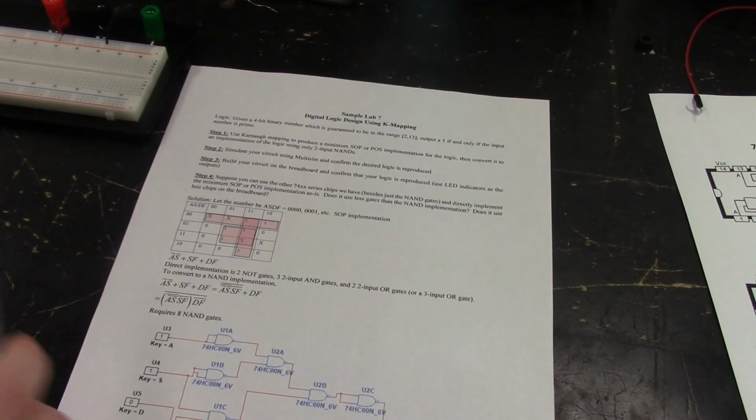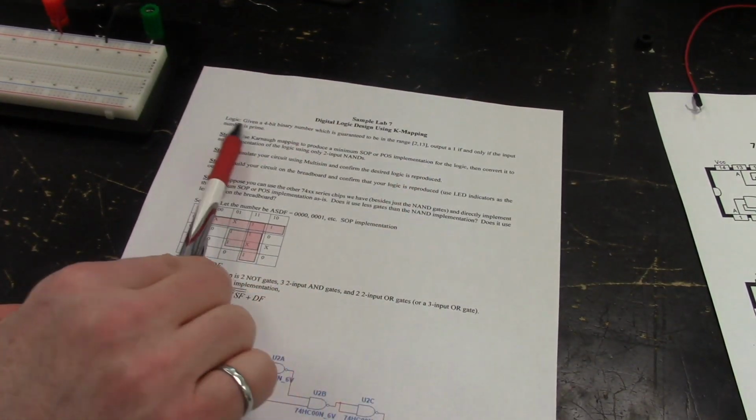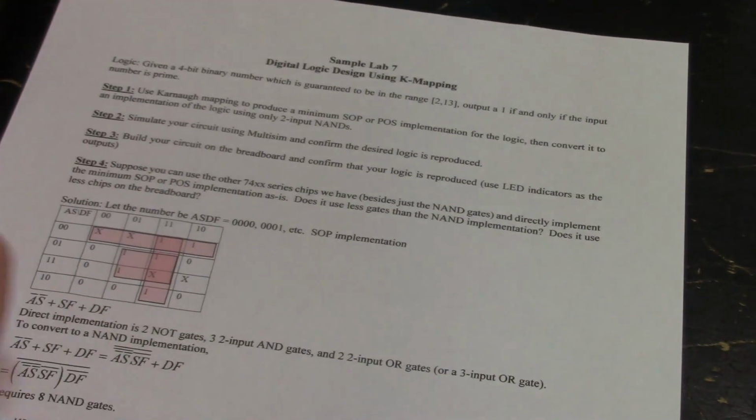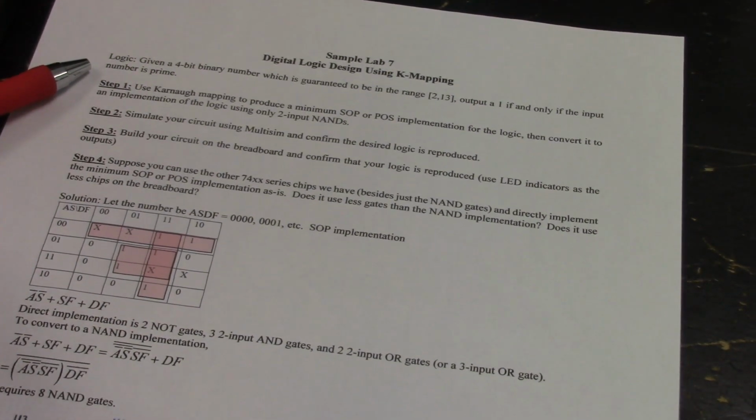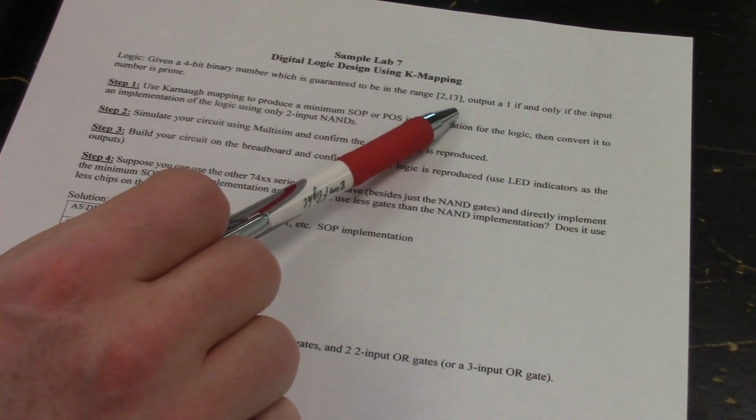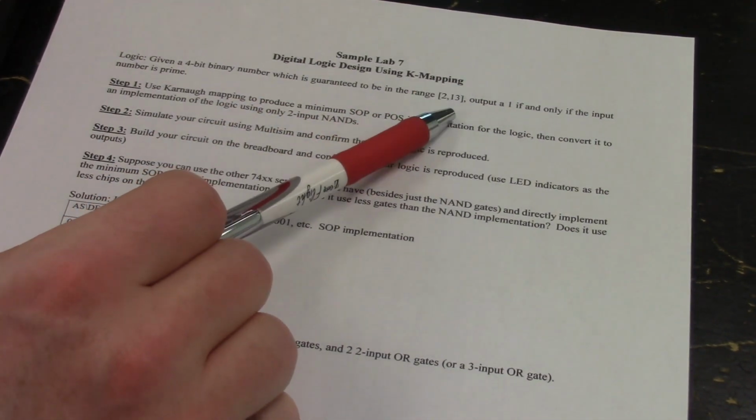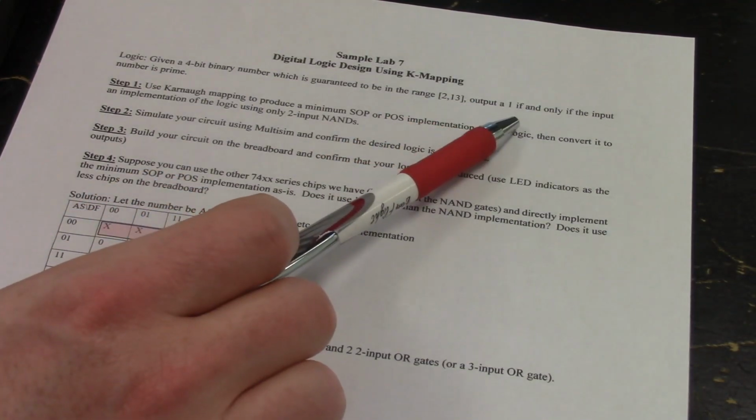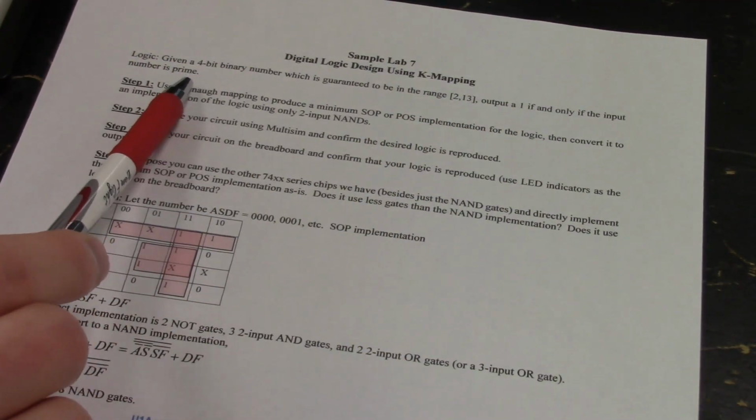Hi, this is going to be lab number 7, Logic Design with K-mapping. Alright, so lab number 7, what we're going to be doing is designing some logic. In this particular case, the logic we're doing is for a 4-bit binary number, which is guaranteed to be in the range 2 to 13, so we don't have 0, 1, 14, or 15. We need to output a 1 if and only if the input number is prime.